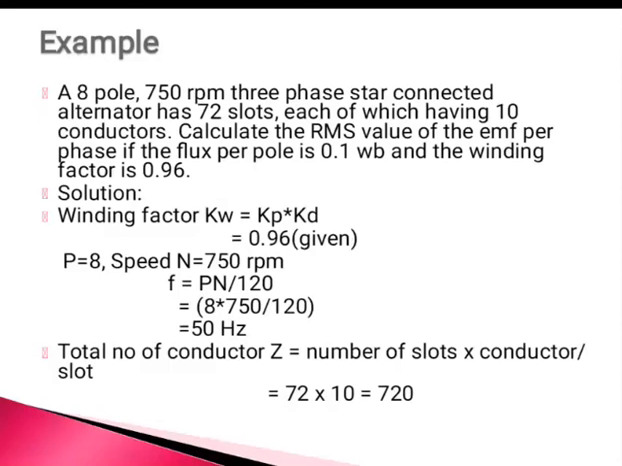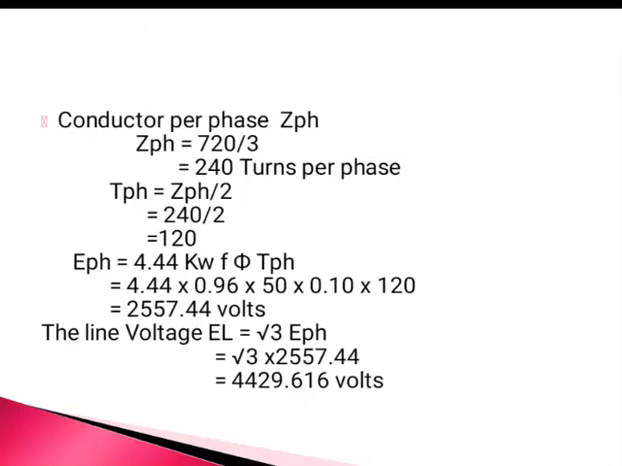The total number of conductors Z can be calculated as number of slots into conductors per slot, that is 72 into 10, that is 720. Conductors per phase can be calculated as 720 divided by 3, that is 240. Turns per phase can be calculated as number of conductors divided by 2, that is Z is equal to 2T or T is equal to Z by 2. So 240 divided by 2 is equal to 120.